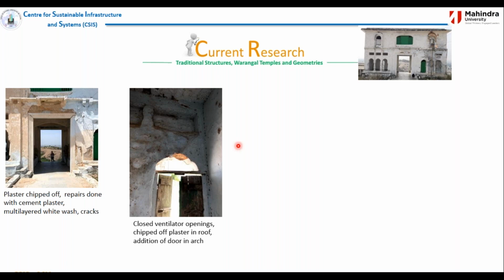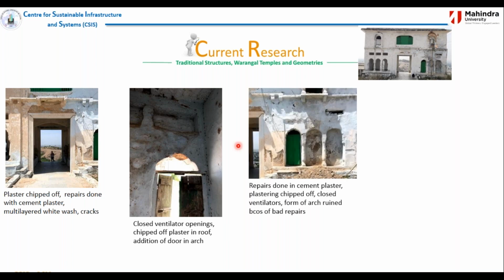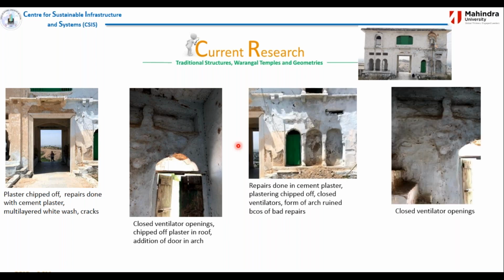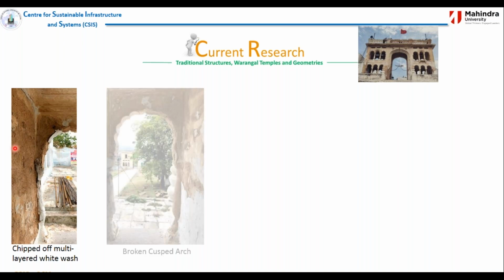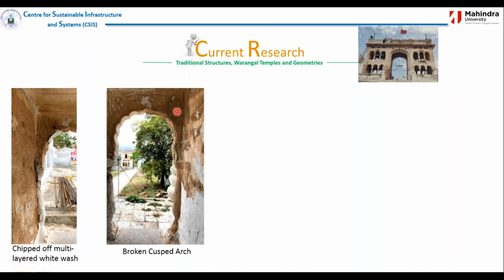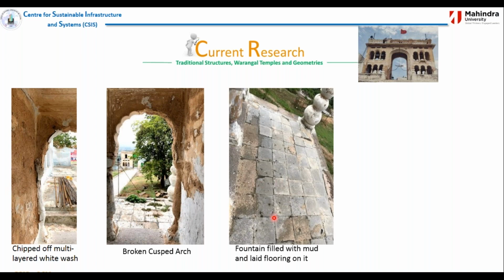Now this is a closed ventilator. For the family to live, they closed the ventilator, because on the top there are huge winds, and in winter it's too cold. And a lot of repairs were done with cement. As I said, this is what also. Now when we went, everything was chipped off. So we have removed all the whitewash, and you can see this. And this is the fountain.